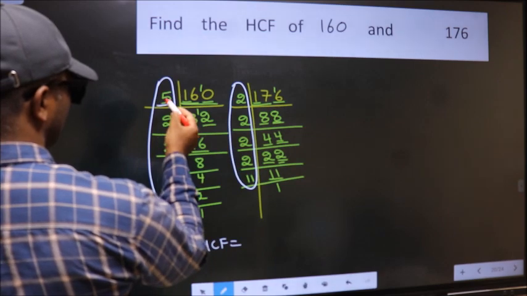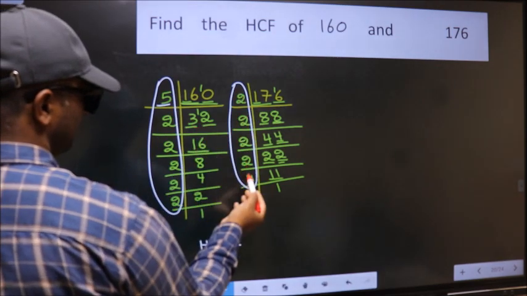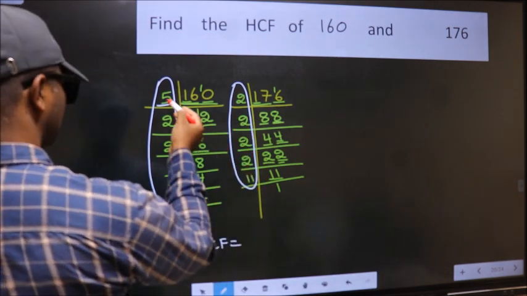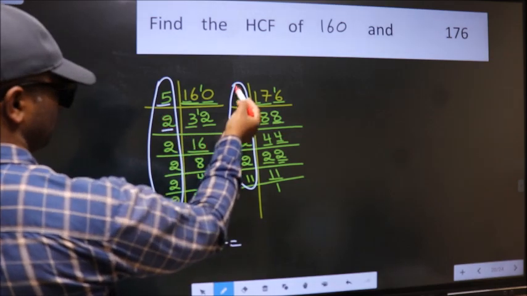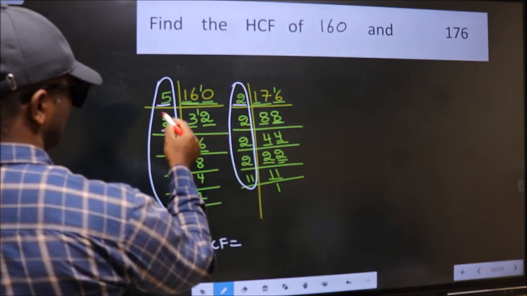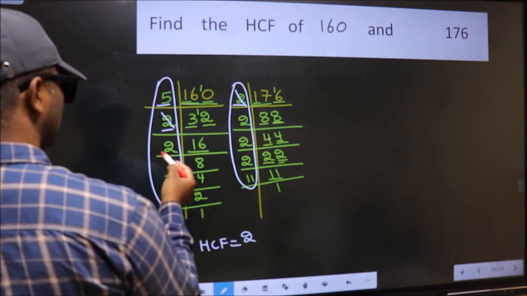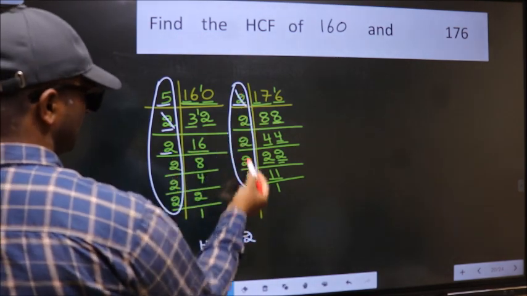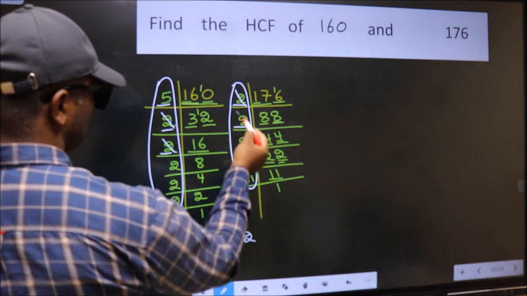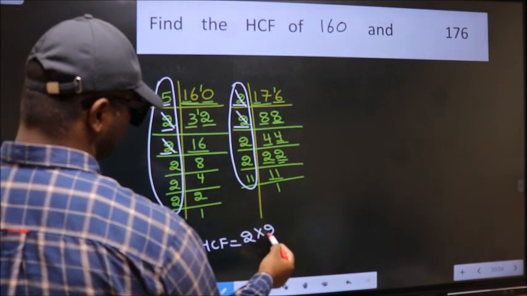Starting with the number 5. Do we have 5 here? No. Next number 2. Do we have 2 here? Yes. So cut 2 right here. Next number 2. Do we have 2 here? Yes. So cut 2 right here.